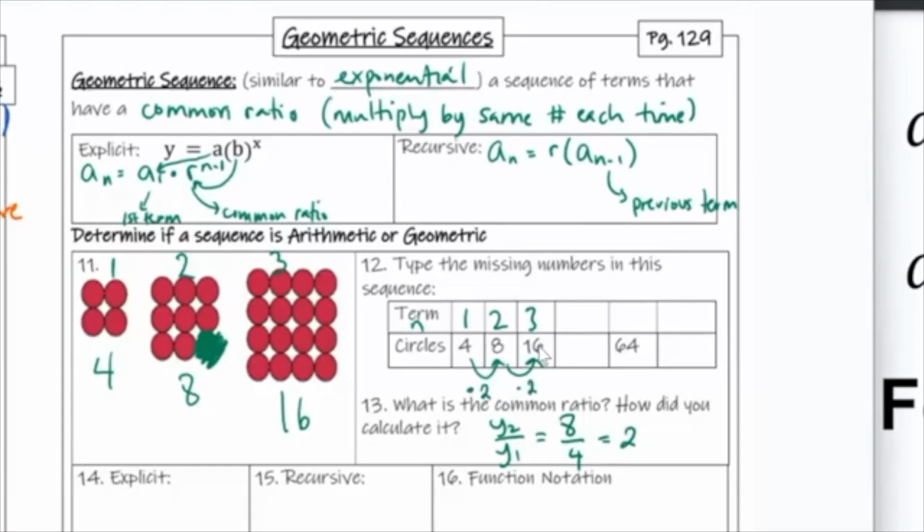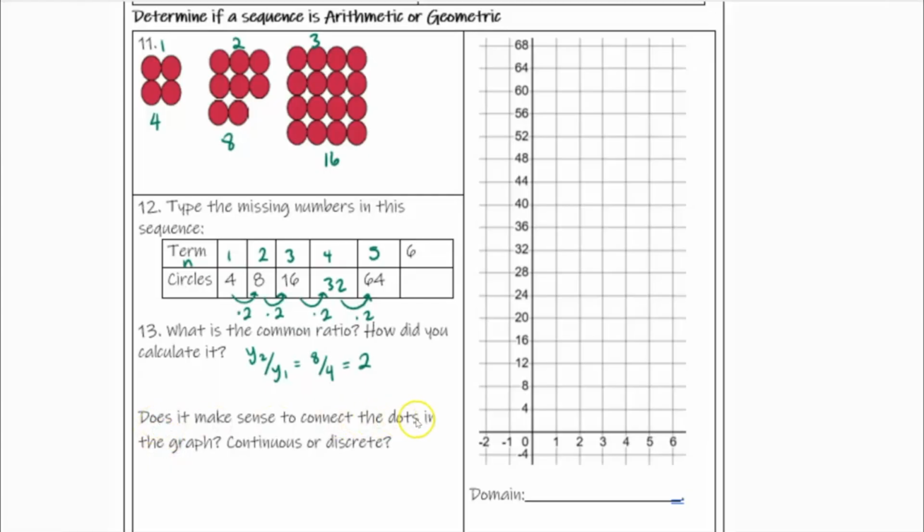Is that what I'm doing? Yes. So how do I get this next term? 16 times 2, which is 32. If I multiply that by 2, do I get 64? I do. So this is the 4th term, 5th term. Now you're going to find my 10th term. Does it make sense to connect the dots in the graph? Is it continuous or discrete?